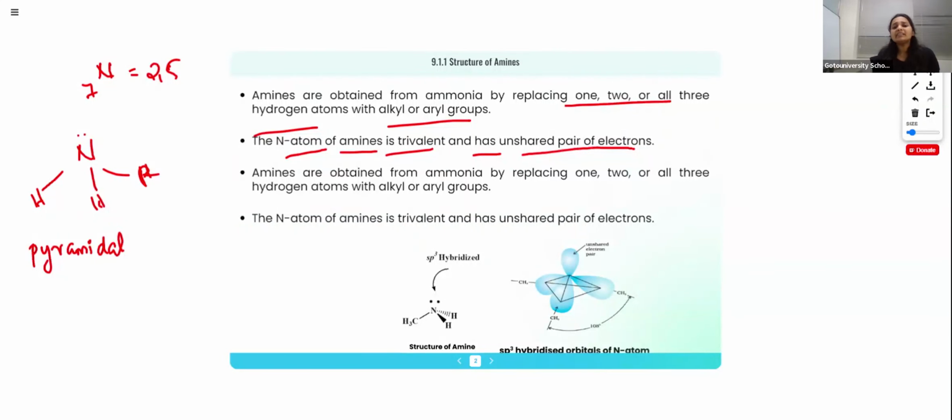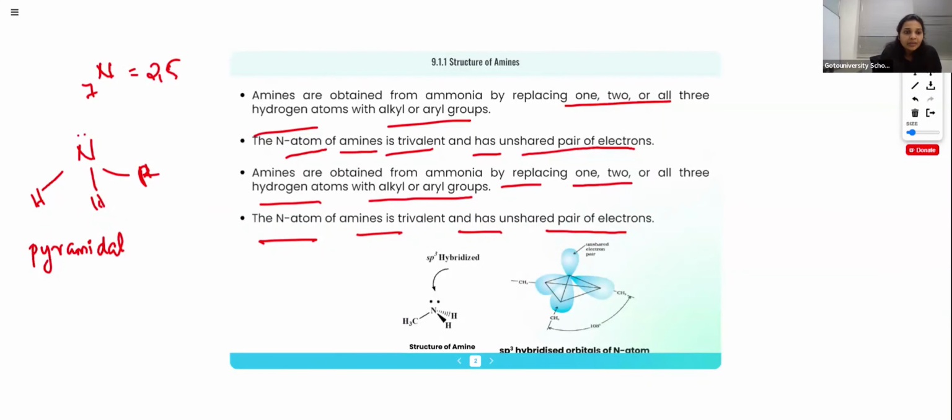Amines are obtained from ammonia by replacing one or two of the 3 hydrogen atoms with alkyl or aryl groups. As I told you, the nitrogen atom of amines is trivalent and has an unshared pair of electrons. The same thing. Okay, understood. See this one, this is the molecule. So in this ammonia molecule, 2 electrons are there.